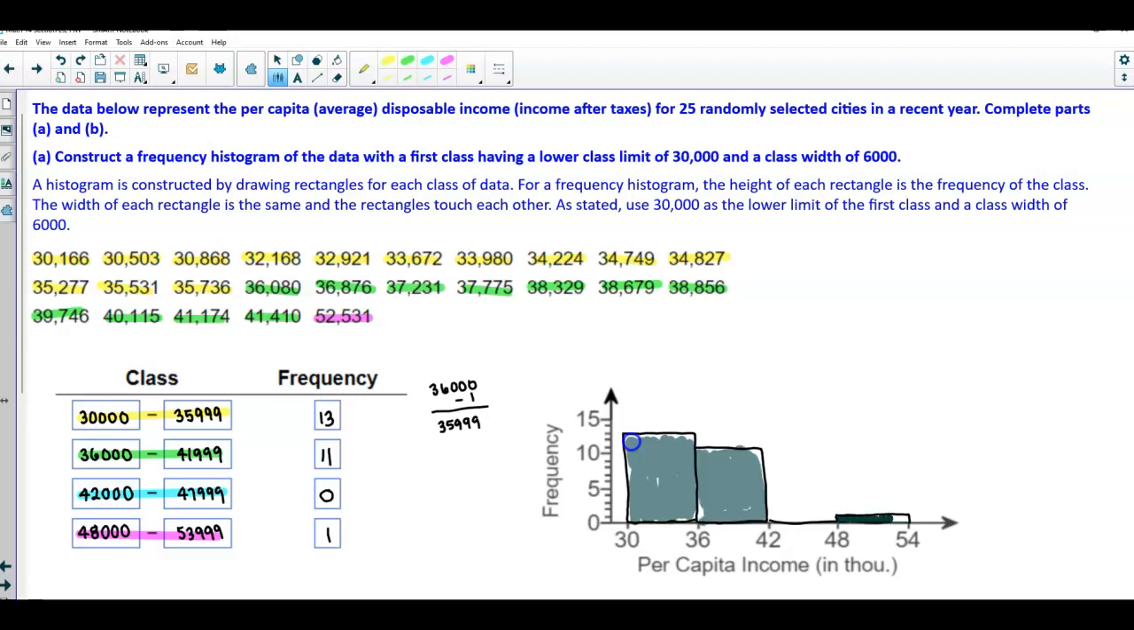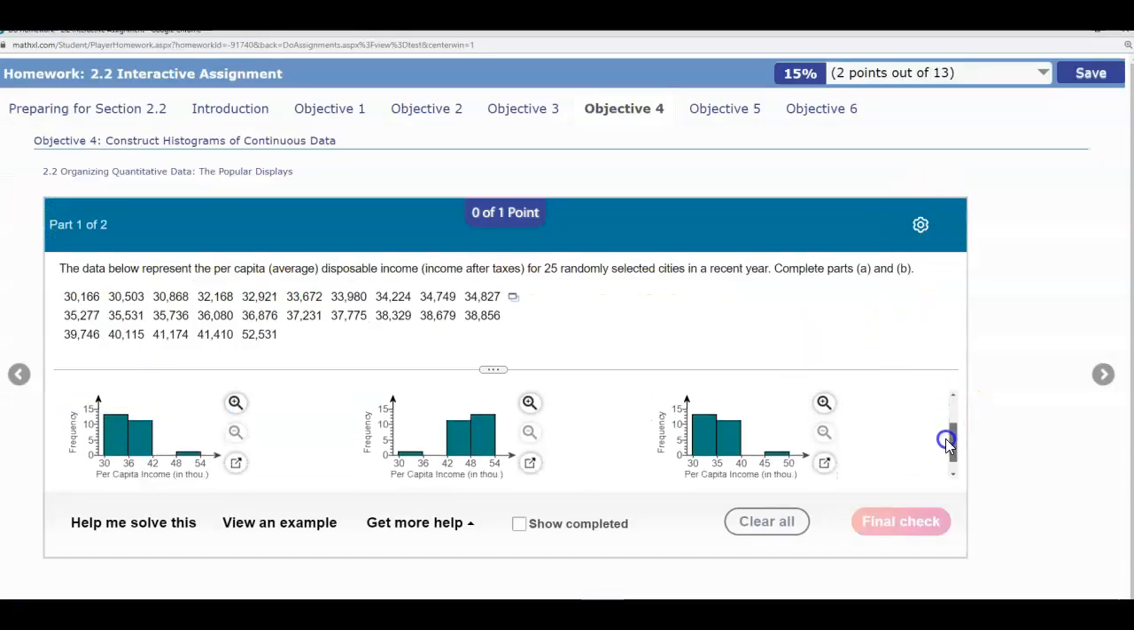And then there is the last one there. So this should represent the histogram. So let's take a look at our choices here. So is it this one here? Well, this goes all the way up to 13. This looks like it's 11. This is 0, and this is 1.